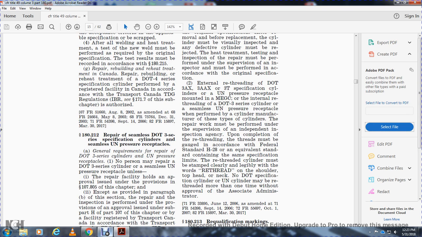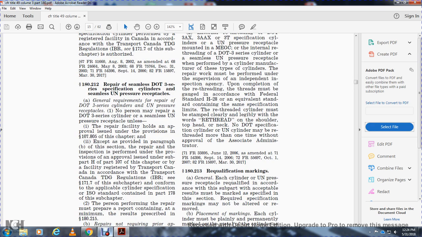182.12. The repair of the seamless .3 series specification cylinders and seamless UN pressure receptacle. General requirement: the repair of the .3 cylinders, UN pressure receptacle. No person may repair the .3 cylinders or seamless UN receptacle unless the repair facility holds an approval issued under the provision of 107.805, except as provided in paragraph B of this section.